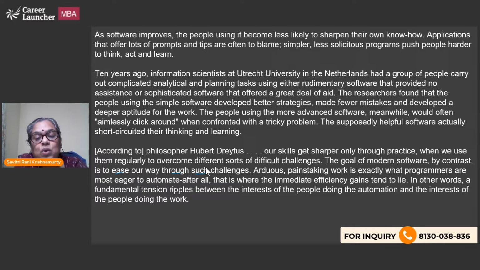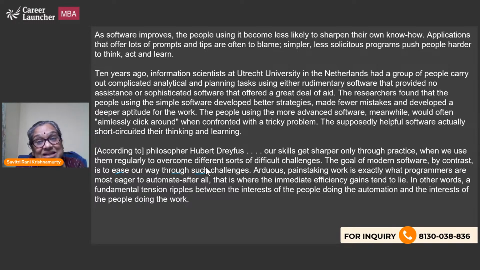Arduous, painstaking work is exactly what programmers are most eager to automate after all. That is where immediate efficiency gains tend to lie. In other words, there's a fundamental tension between the interests of people doing the automation and the interest of people doing the work.